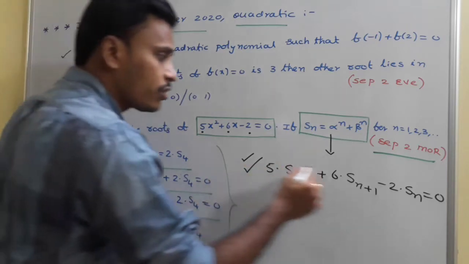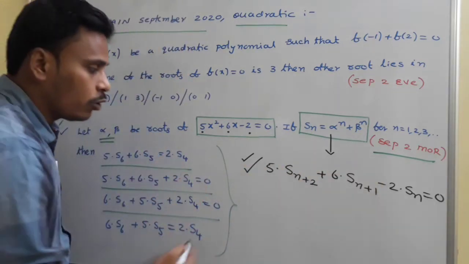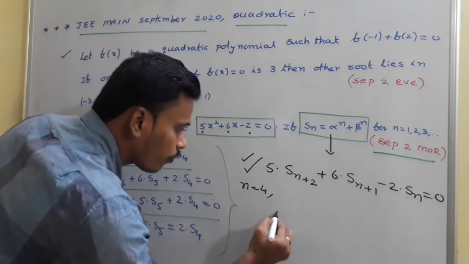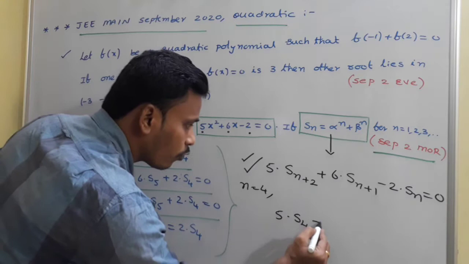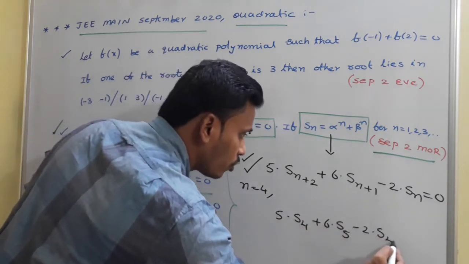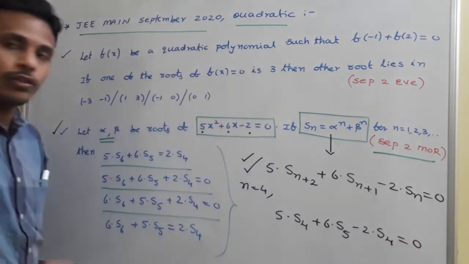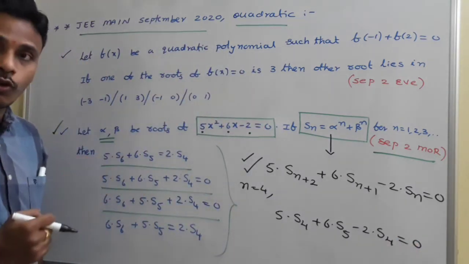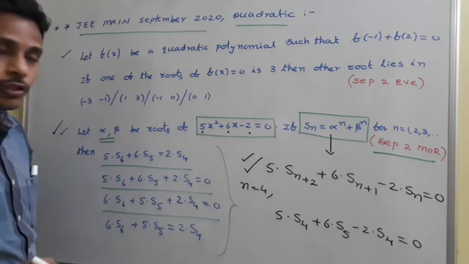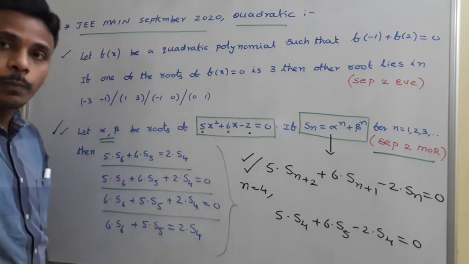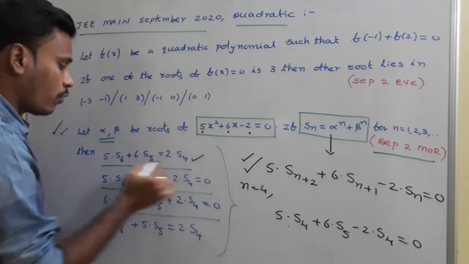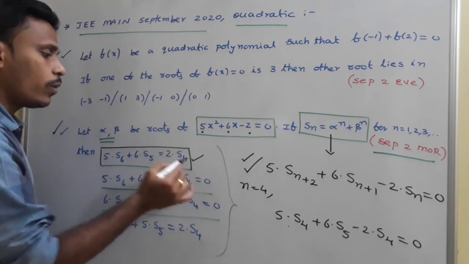Since this is true for all natural values of n, you just take n equals 4. If you replace n with 4, we get 5 into S6 plus 6 into S5 minus 2 into S4 equals 0. When you search in the options, the correct option for our answer is option 1. This is our choice.